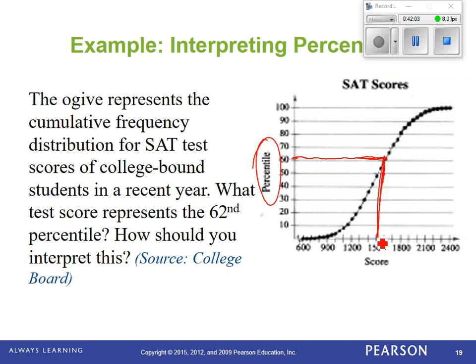About what is that? Is that pretty good? About how much? A little more than 1,500 maybe, 62nd percentile. What's this telling us? 62nd percentile. You scored better than 62% of everybody else who took the ACT or SAT.